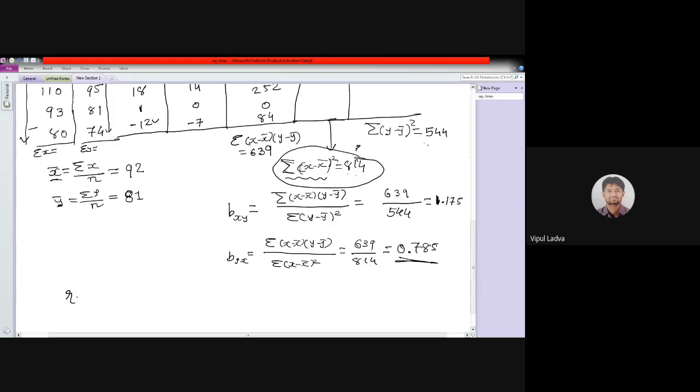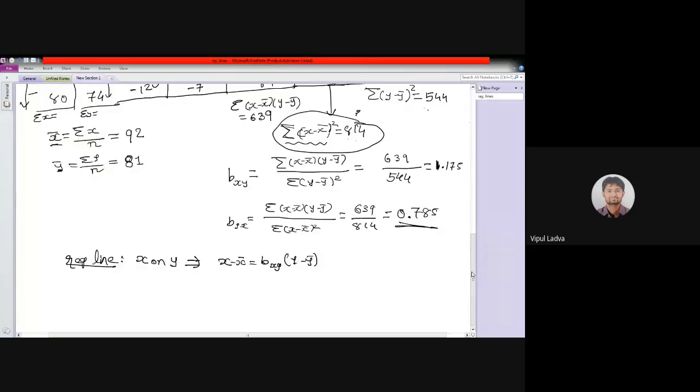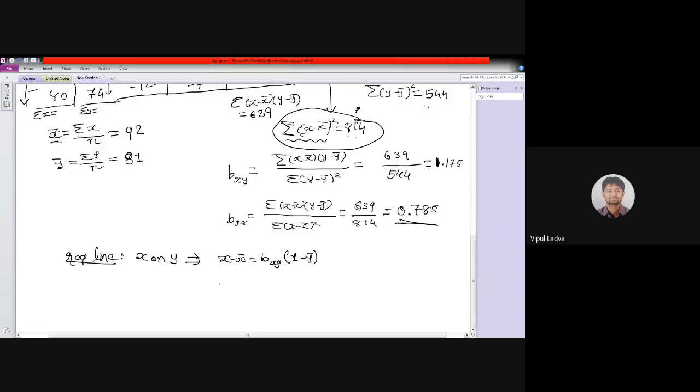So, regression line x on y, we may start with any of them. Regression line x on y will have the format x minus x bar equals bxy into y minus y bar. We are just supposed to replace all the data. We are not going to replace x minus x bar. X bar is 92. Bxy, one of the regression coefficients, has value 1.175, multiplied with y minus y bar, where y bar is 81.